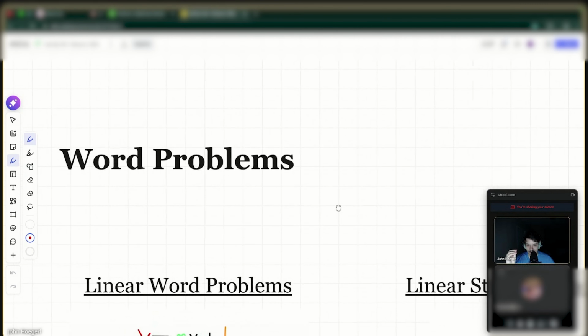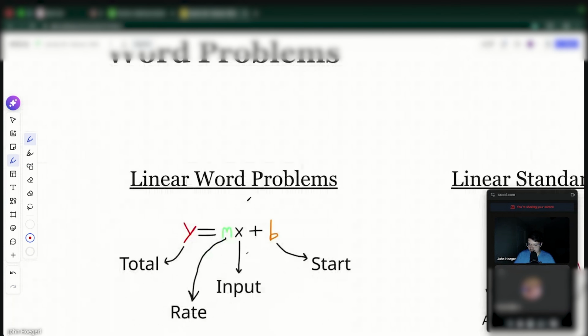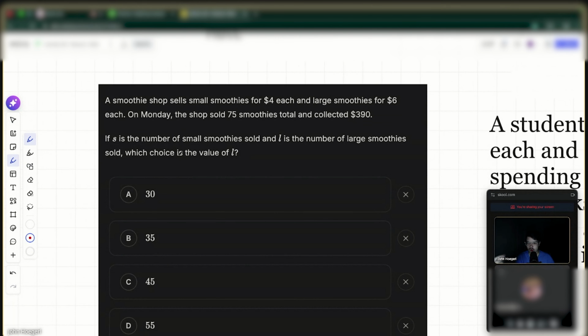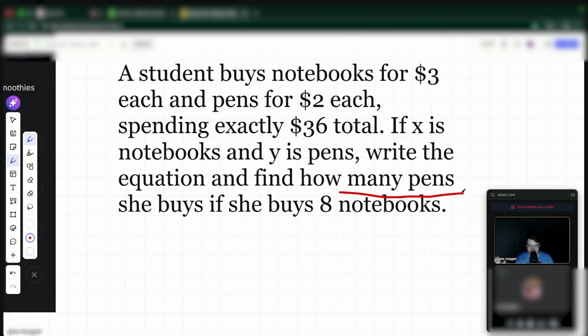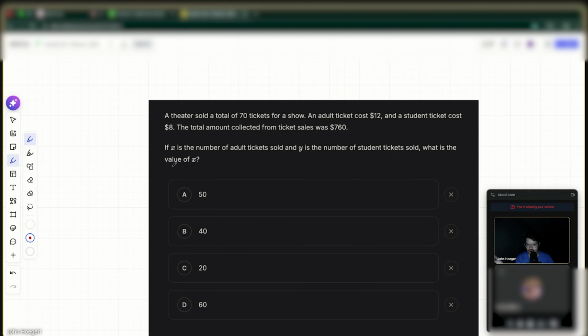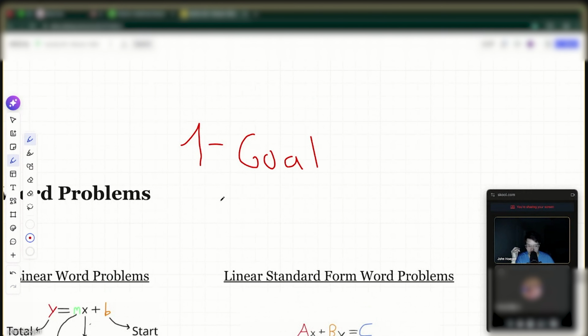Whenever you start a problem, the first thing you should do is figure out what the goal is for the problem. For a problem like this, it says, which choice is the value of L? That would be the goal. For this problem, it says, write the equation to find out how many pens she buys if she buys 8 notebooks. So the number of pens would be the goal there. This one says, what is the value of X? So for that one, the goal would be finding the value of X. When I say this word goal, all I really am referring to is figuring out what the problem is asking for, so you don't just waste a bunch of time and don't really do anything.